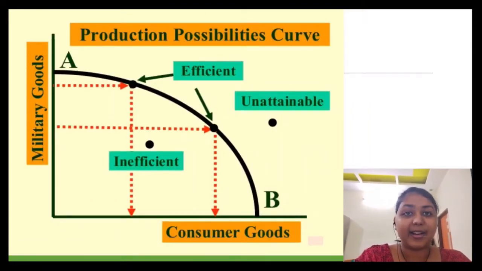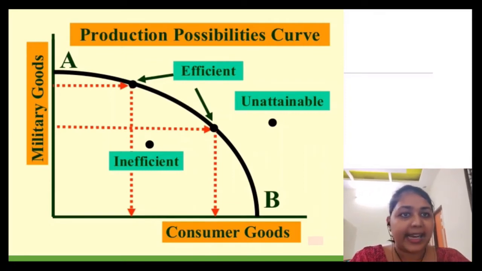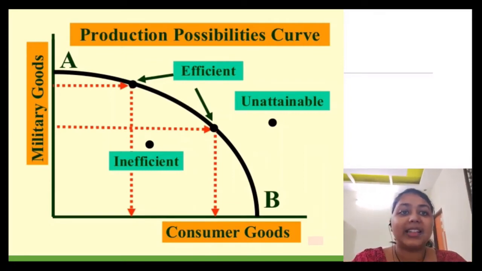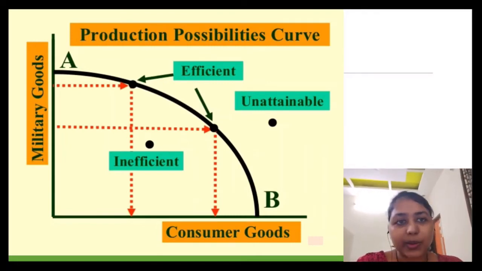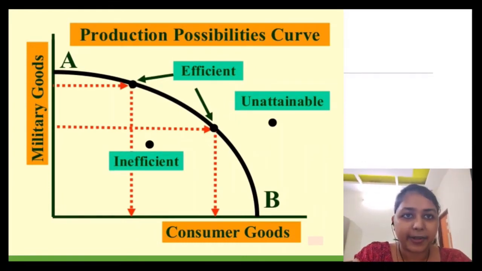You can see it has got two goods. On the y-axis it has military goods, and on the x-axis it has consumer goods, as it was an assumption that the economy has just two goods. So it is following that. Now here the curve AB shows us the production possibility curve, right?